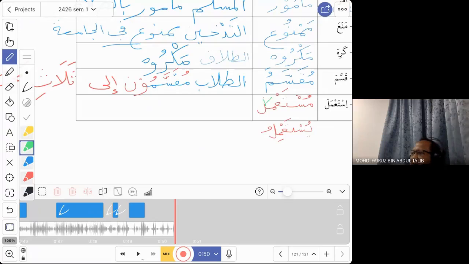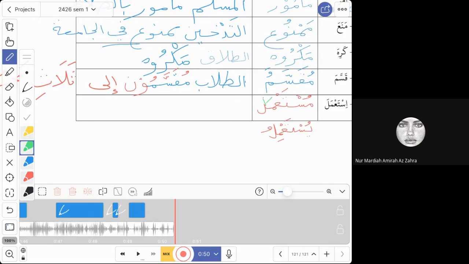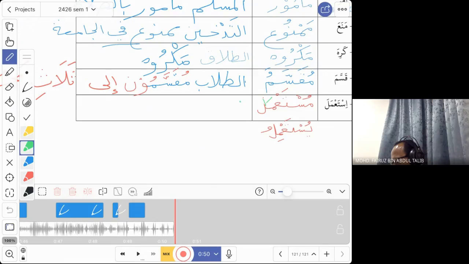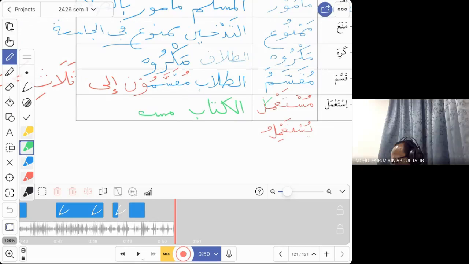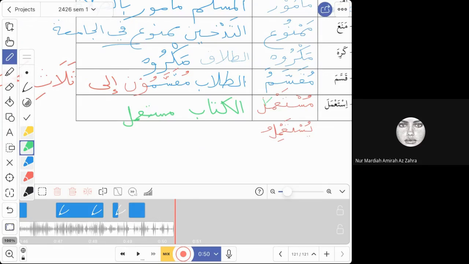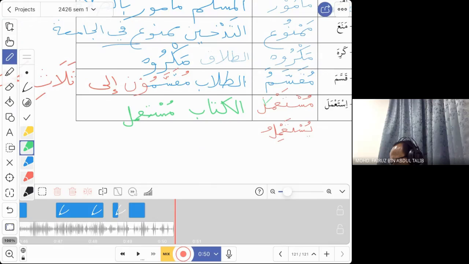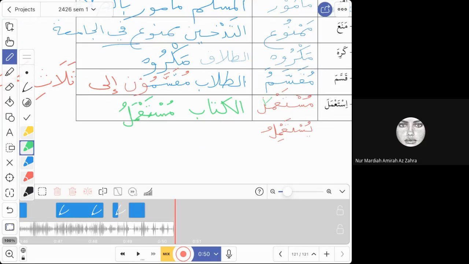Now put this in a sentence. We want to say that thing has been used or was used. So what do you say? What is the sentence that we can say? Alkitab musta'malun jayyid. Okay, again, Alkitabu musta'malun jayyidan. Okay, what does it mean? Musta'malun jayyidan. The book is used well, nicely. It's used well.